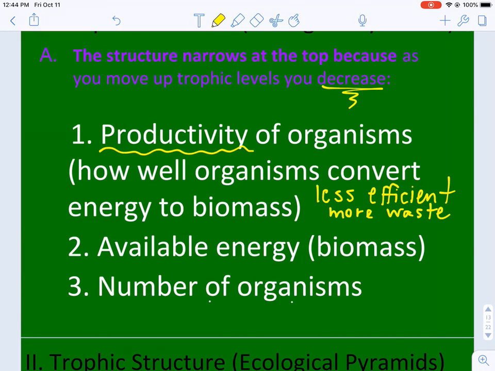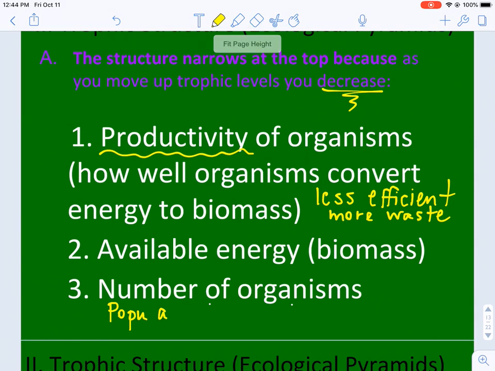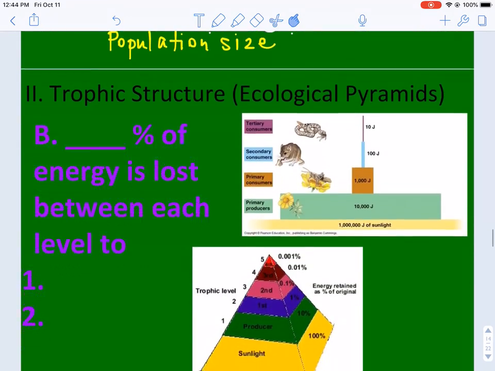Number two is available energy to them. As you go up in level, you're decreasing available energy. And number three is number of organisms. We've been looking at this in class, or population size. There's a lot more deer and a lot more plants in an ecosystem than there are wolves and bears and predators. So that is why we're narrowing at the top.